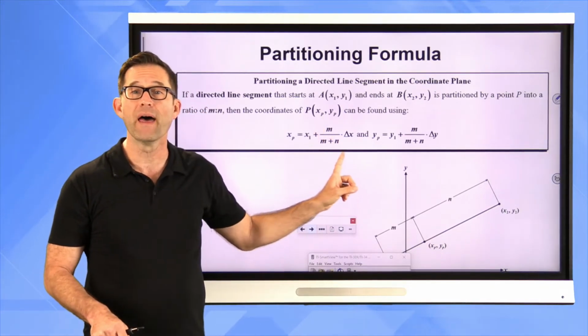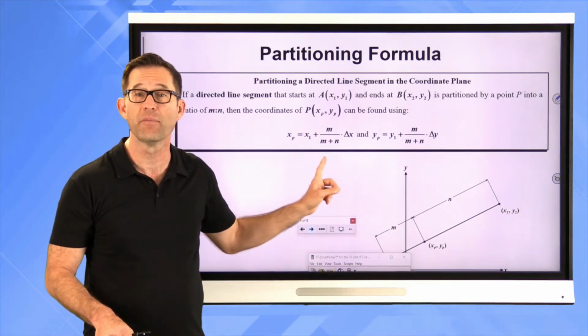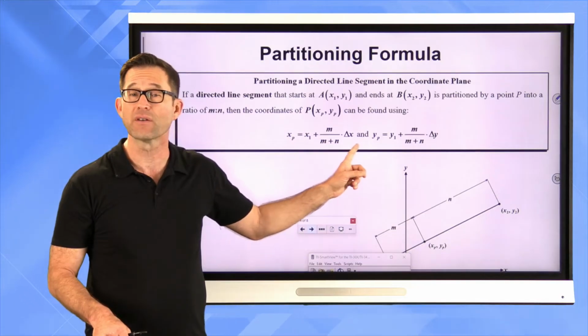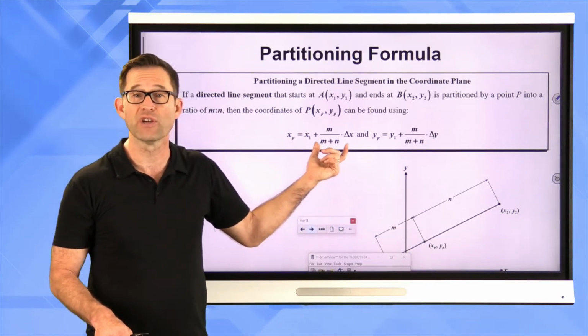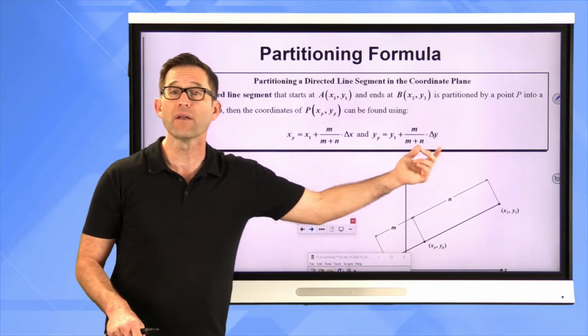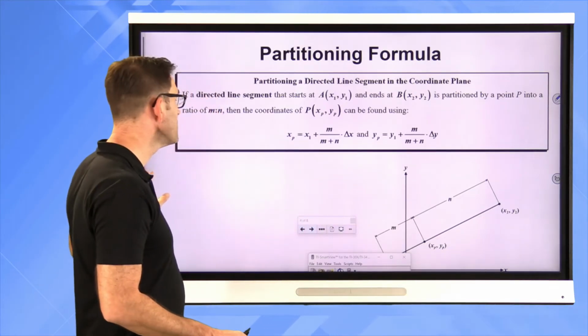M divided by m plus n is just the fraction of how much change I have before I get to the partition point. And I'm just going to do that fraction times my change in x. That'll get me how much total change in x I have to add to my first x value. And then I'll do the same thing to the y value. And that's all there really is to it.